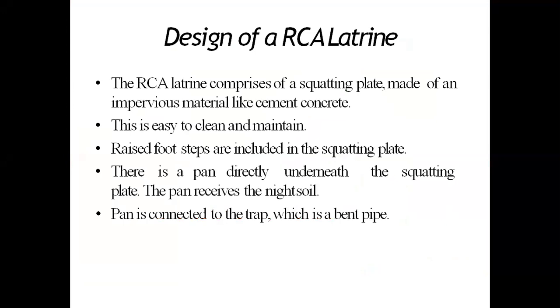Now, design of a RCA latrine. It comprises a squatting plate made of an impervious material like cement concrete. Why is this made of cement concrete? Because it is easy to clean and maintain. Raised footsteps are included in the squatting plate, and there is a pan directly underneath the squatting plate. The pan receives the night soil. The pan is connected to the trap, which is a bent pipe.